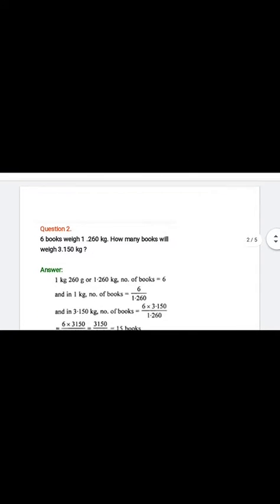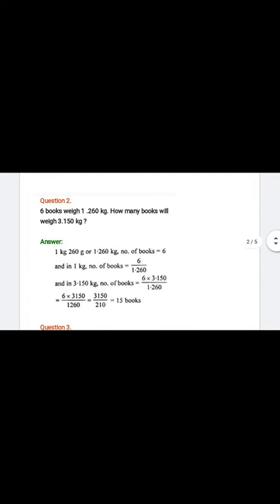Now question two is given. 6 books weigh 1.260 kg. How many books will weigh 3.150 kg? So we will see the answer now. 1 kg 260 gram, or 1.260 kg, is given. The number of books is equal to 6. This much weight is for the 6 books, so 6 upon 1.260.